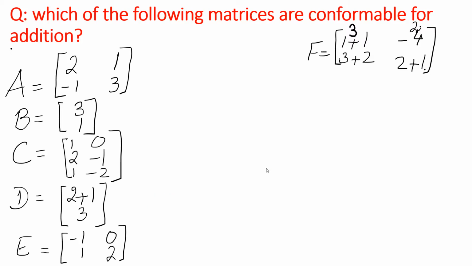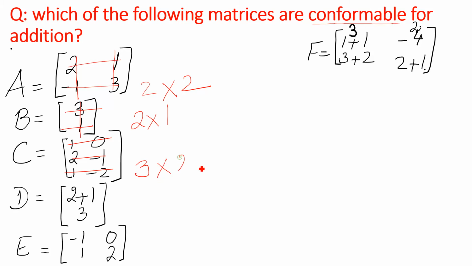Okay. Now move on to the questions we have. The question is, which of the following matrices are conformable? Now you should know the meaning of conformable: the matrices which have the same dimensions. So first we will find the dimensions. This one is two rows and vertically two columns. Two rows and one column for this one. This one: 1, 2, 3, 3 rows and 2 columns.